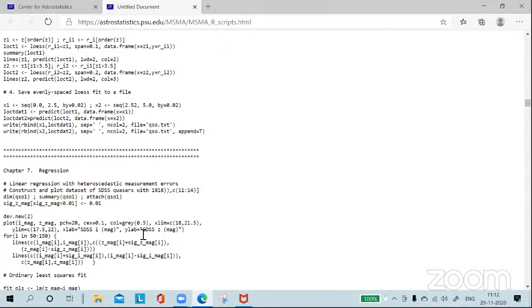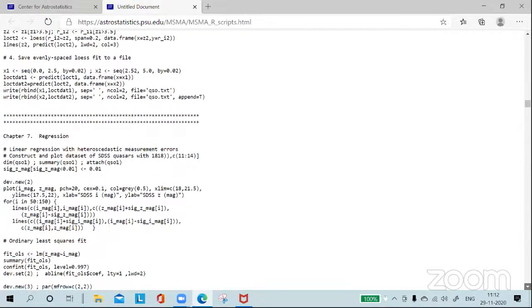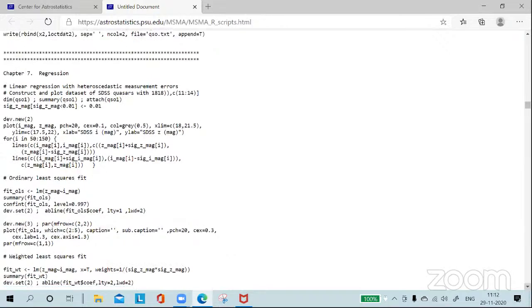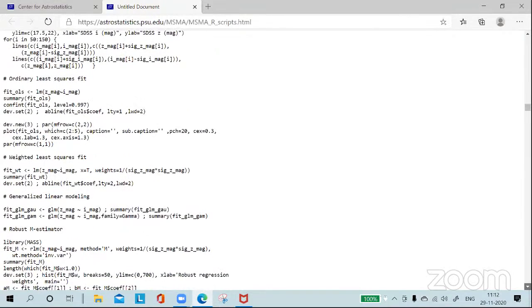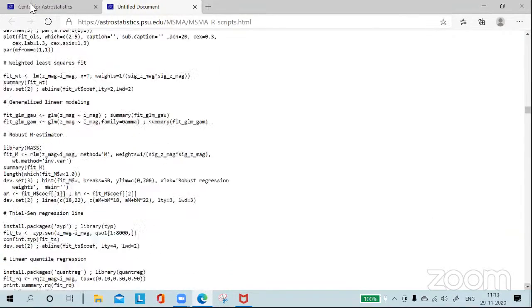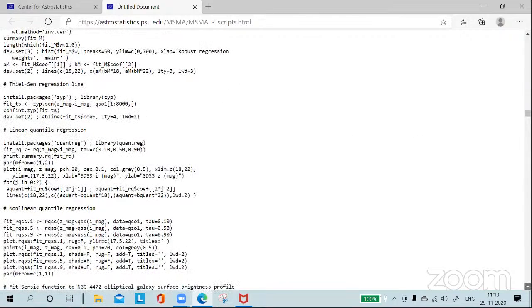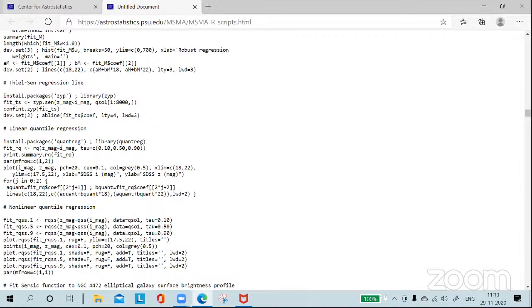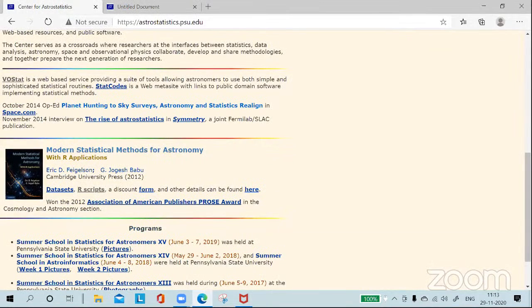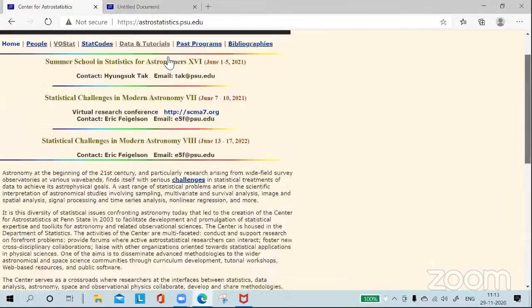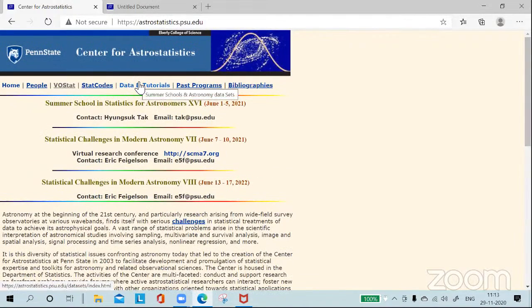You can take it and you can change the data set, what you require, and do the analysis the way you want to. So there's a host of scripts which they write right there that you can download and put in your R console and do it. Okay. Apart from that, there is this data and tutorials.